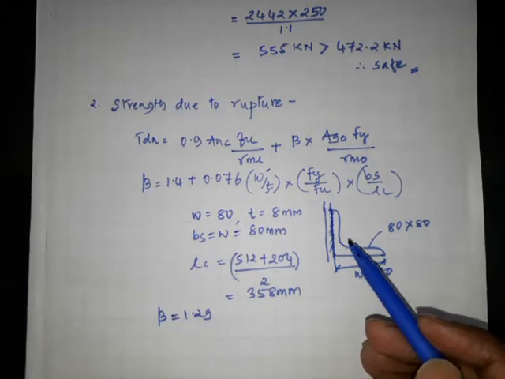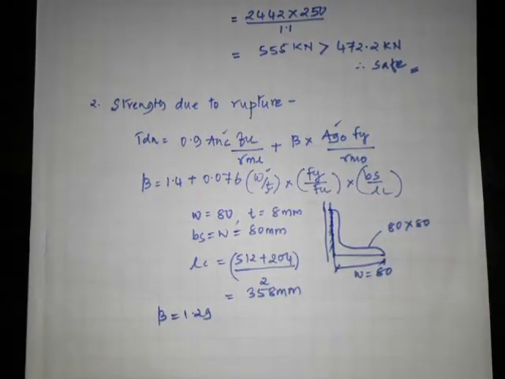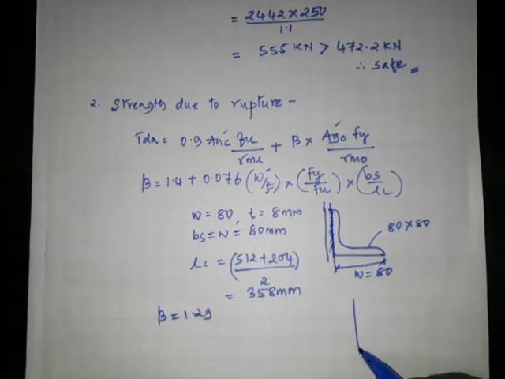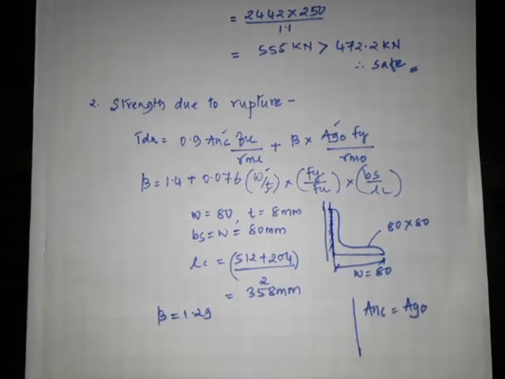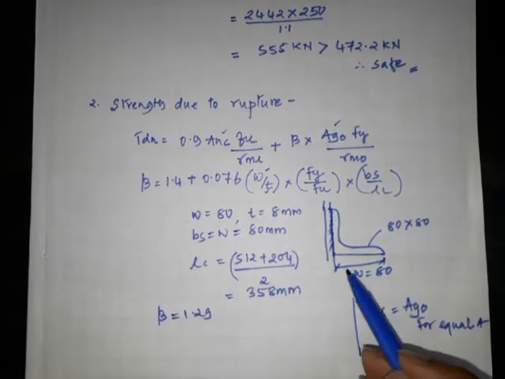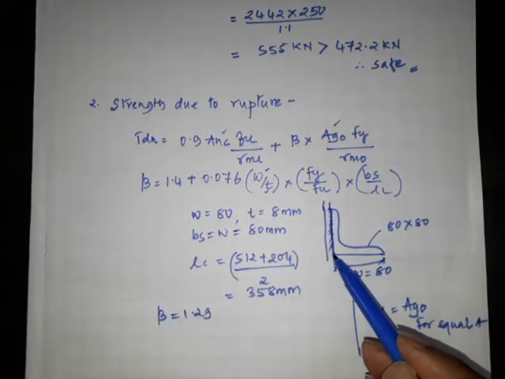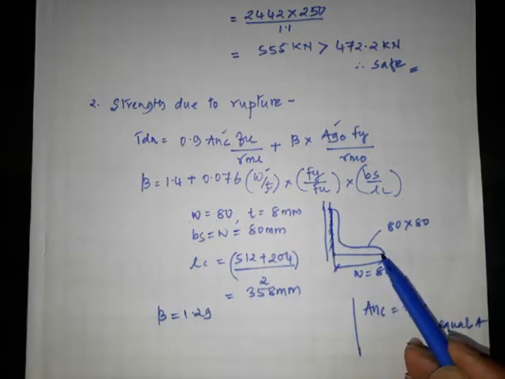One more thing, here we have to find out what ANC and AGO are. In the case of a welded connection, this is very important. In the case of a welded connection, ANC will be equal to AGO for an equal angle, because both the legs are the same here. So the ANC is the area of the connected leg, and AGO is the area of the outstanding leg.